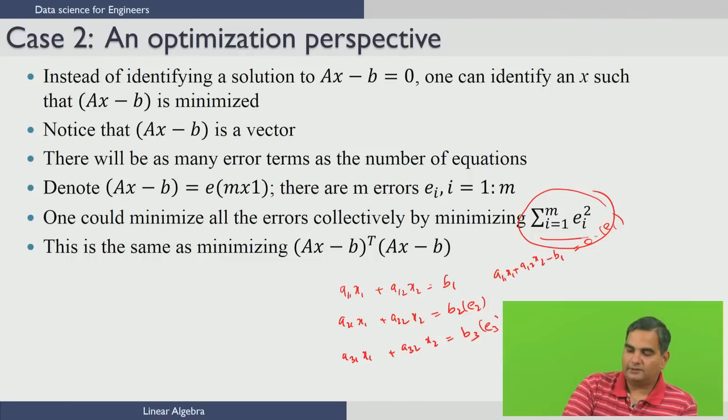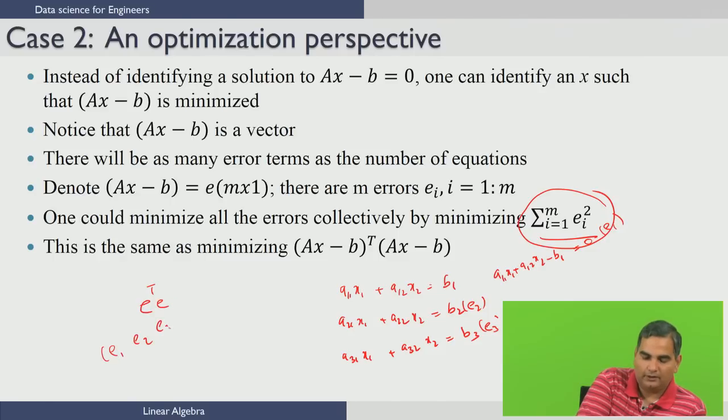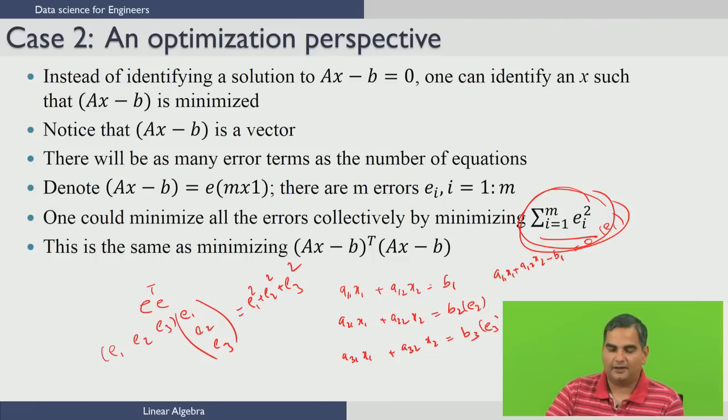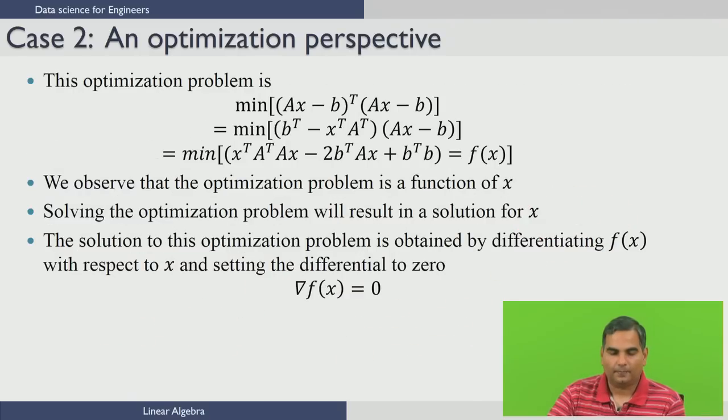Now, this is the same as minimizing (A x minus b) transpose times (A x minus b), simply because A x minus b is E. So, (A x minus b) transpose is E transpose, times E. So, if I have numbers E1, E2, E3 transpose and multiply by E1, E2, E3, this will lead to E1 squared plus E2 squared plus E3 squared, which is the same as this right here. So, minimizing this is the same as minimizing (A x minus b) transpose times (A x minus b). So, the optimization problem is to minimize (A x minus b) transpose times (A x minus b).